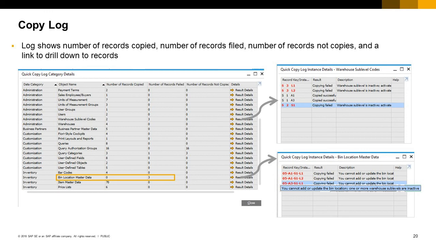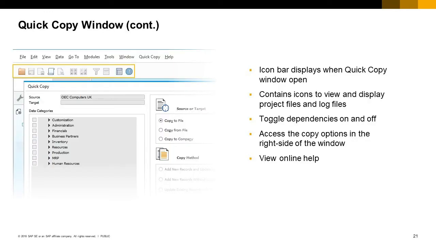When the Quick Copy window is open, you see a new icon bar in the client application. The icons enable you to open a previously saved project XML file, save a new project file, toggle on and off the display of dependent categories, and show the copy options in the right side of the window. These options become hidden when the copy process has run, so you can use this icon to view them again. View the online help for Quick Copy.